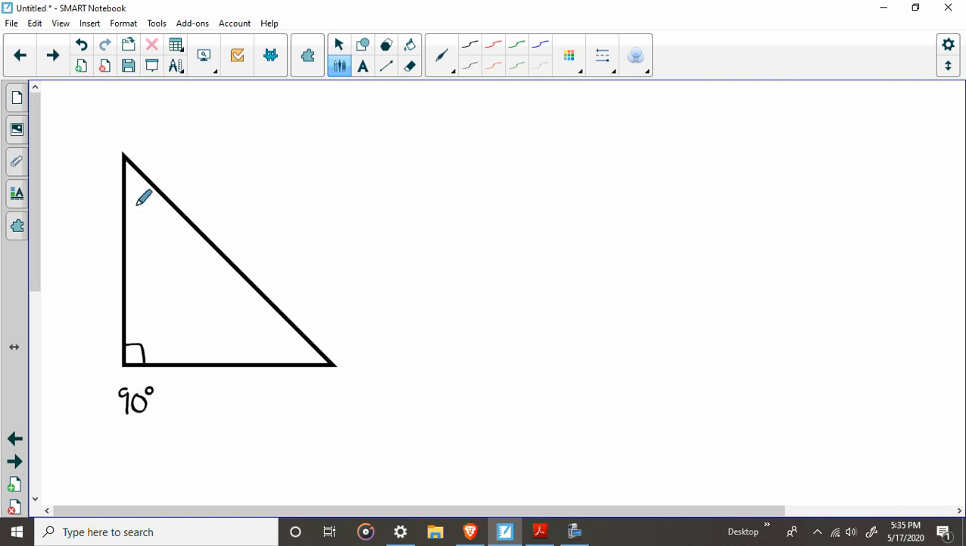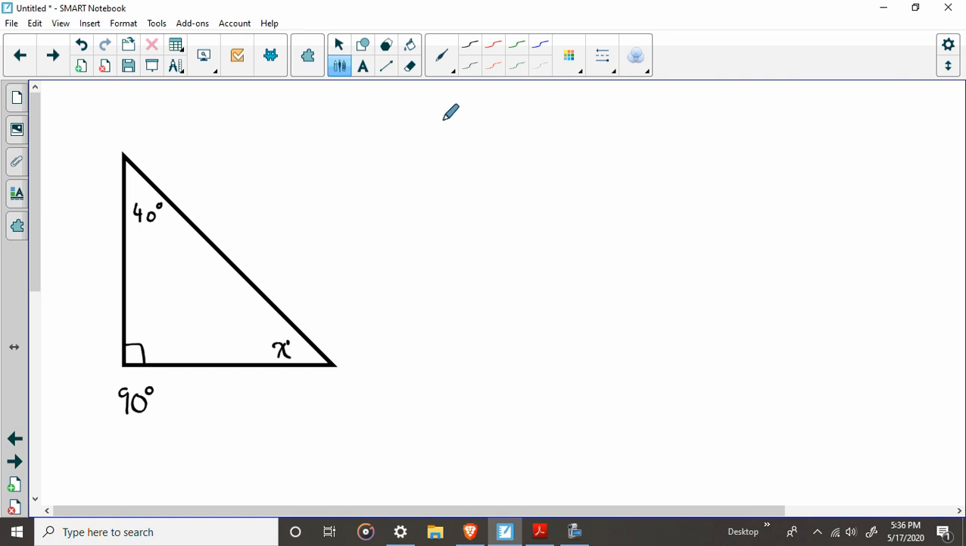So if they said this is 90, this is 40, what's this? Again, one of the things you need to know is if it's a right triangle, these two will be complementary. In other words, there's 180 degrees in a triangle. If that's 90, then I know that these two also have to add up to 90, because 90 plus the other 90 would be 180.